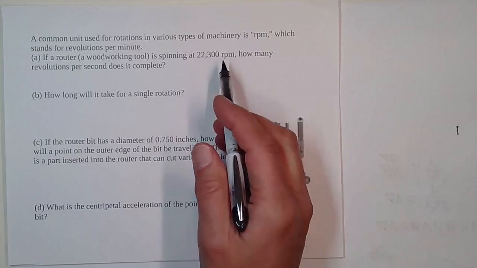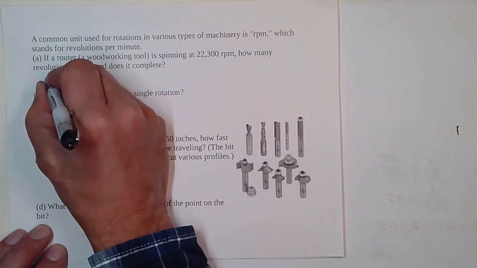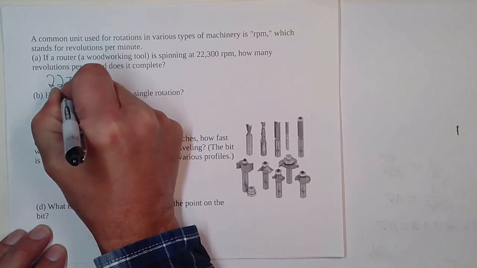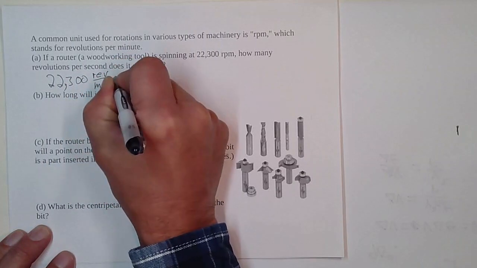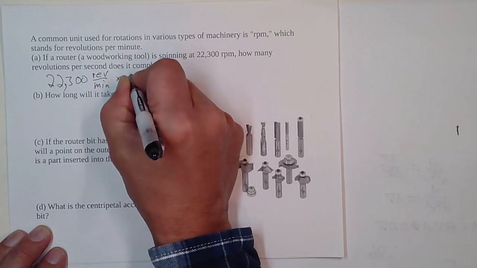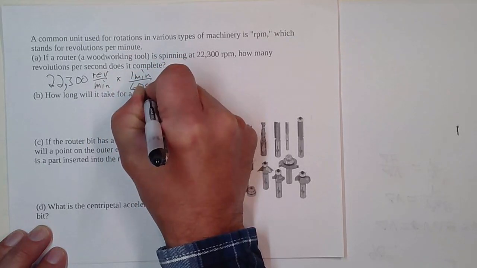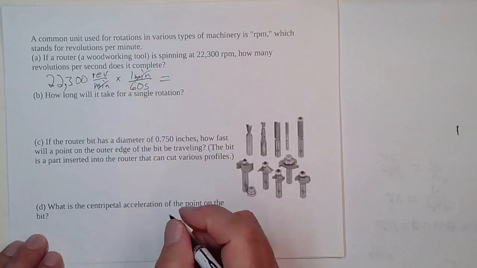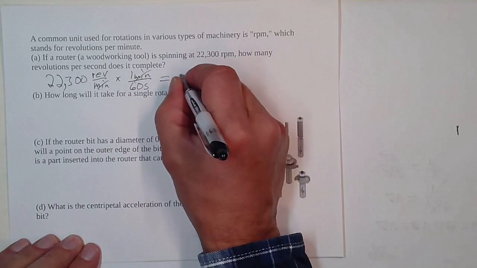Turns out this is just a unit conversion problem. That question, at least, it's 22,300 revolutions per minute. If I just multiply that by 1 minute over 60 seconds, the minutes will divide out and I'll have revolutions per second. And I get 372 for that.